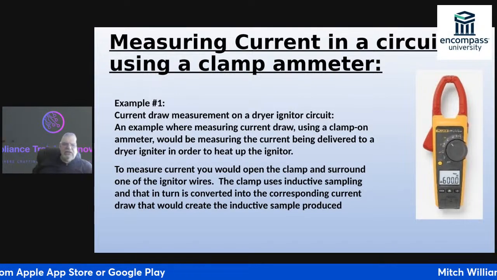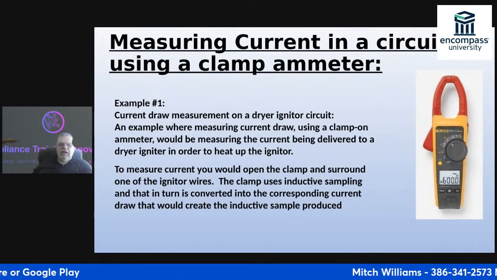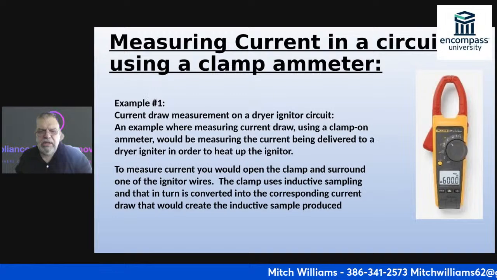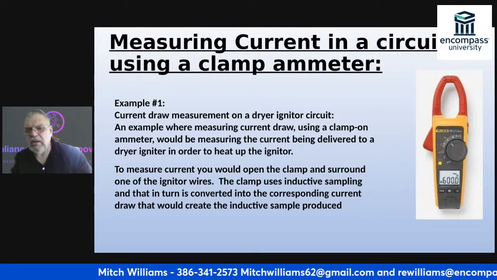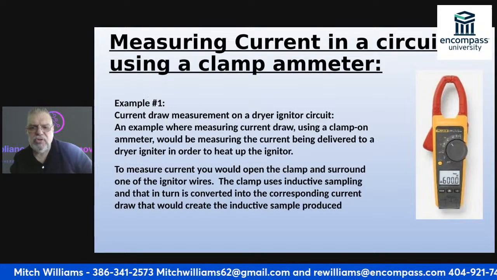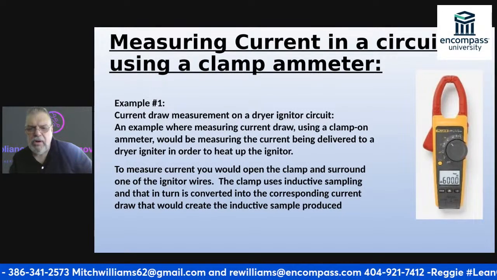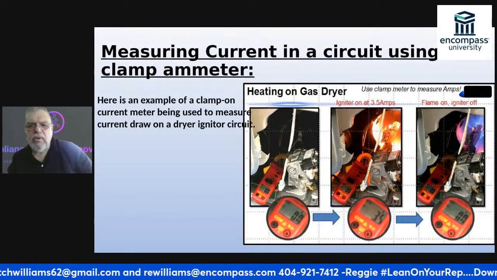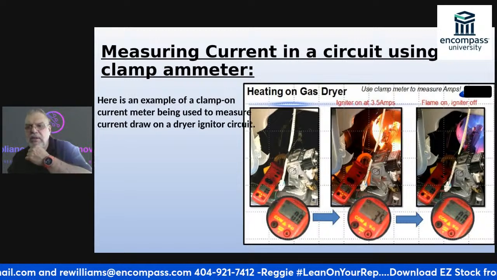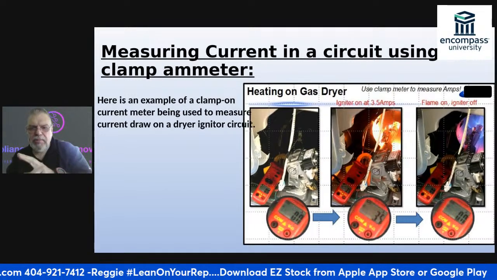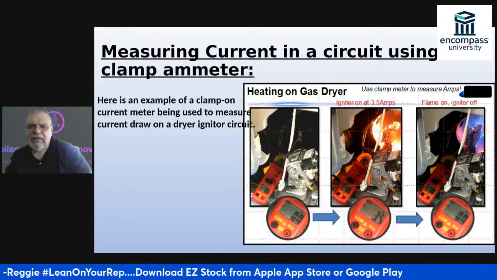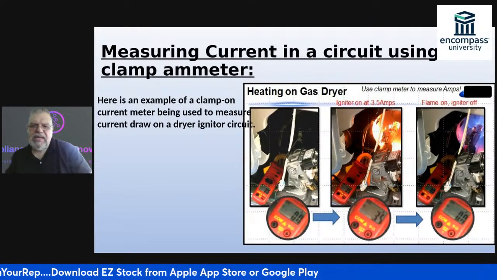And that is in turn converted into corresponding current draw. That would create an inductive sample produced. Okay. So I am usually looking for somewhere between 3 and 3.5 amps for that to come on, for that to ignite the flame, the gas with the gas valve.